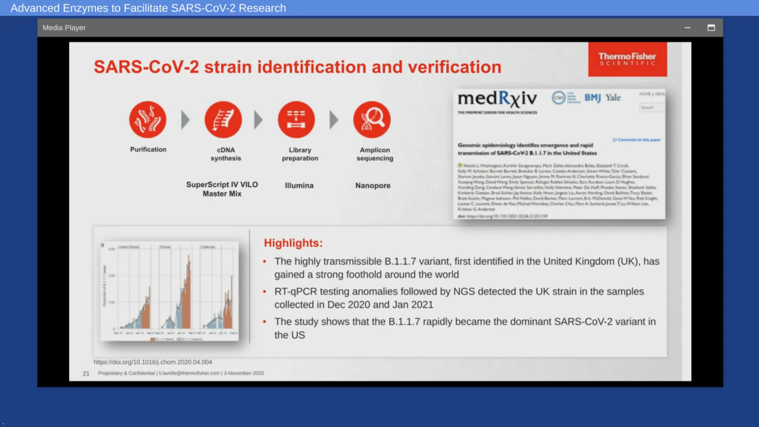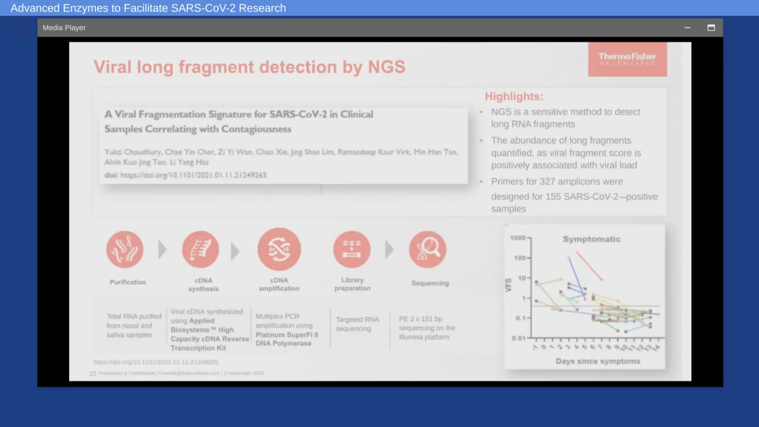They show that B.1.1.7 rapidly became the dominant SARS-CoV-2 variant in the U.S. The U.S. will share a similar trajectory as other countries where the new variant B.1.1.7 has spread.